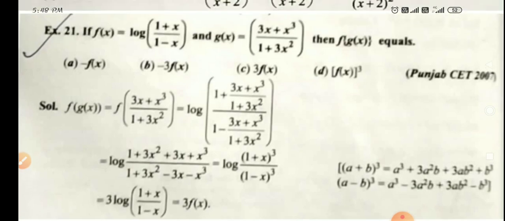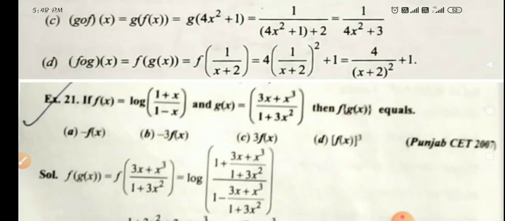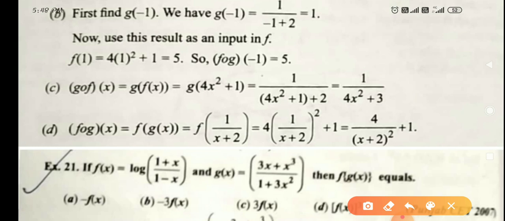So directly, if you put 2 here, 4 into 2 square: 2 2s are 4, 4 4s are 16, plus 3, 19. 1 upon 19 is the answer you will get. Here if you put minus 1 directly, minus 1 plus 2 plus 1 whole square, 4 plus 1, 5, directly 5 you can get. Means separately you can find the value of fx and gx, or you can find first in terms of x, gof x and fog x, and then you can find the value.